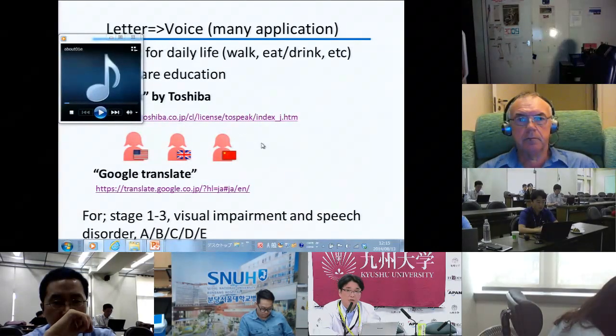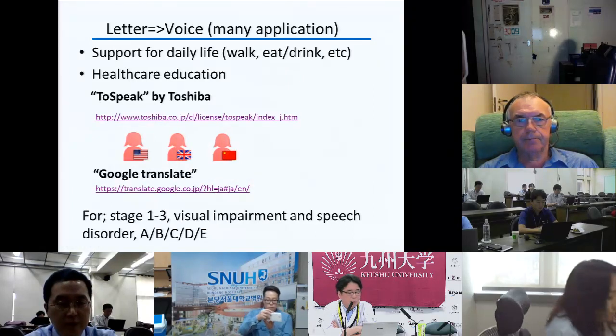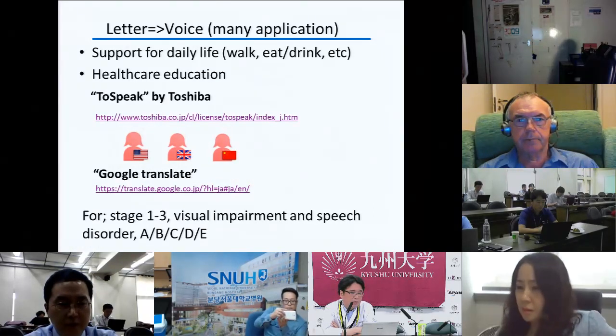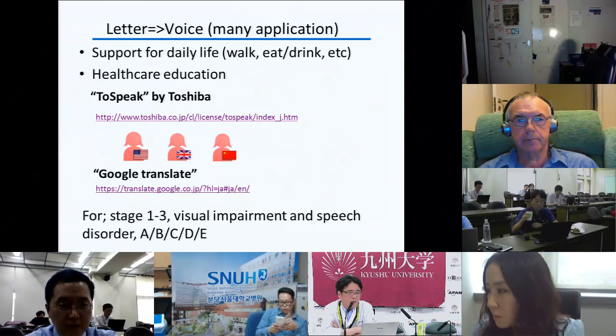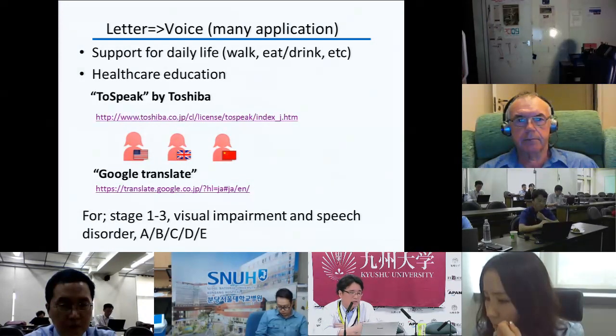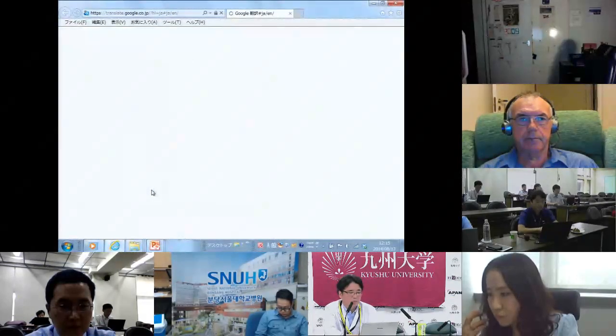These are very natural, and this is good for stage 1 or stage 1 to 3, and visual impairment and speech disorder. And the case with ABCDE, all cases. And maybe you may know Google Translate. For example, I just want to try.